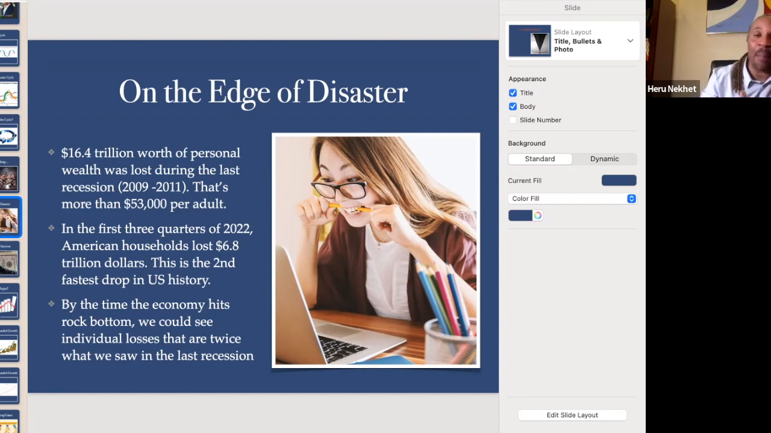But during just that period of 2009 to 2011, $16.4 trillion worth of personal wealth. That's not corporate wealth. That's not institutional wealth. We're talking about personal, individual wealth. $16.4 trillion was lost during the last recession. And that's about $53,000 per adult, but we know it wasn't evenly distributed that way because people who didn't have anything to lose, right? And so the middle class suffered the most because they didn't make any changes.